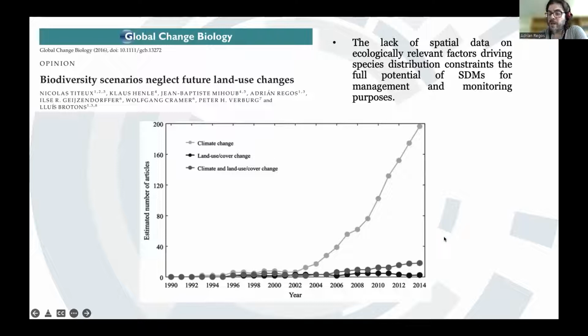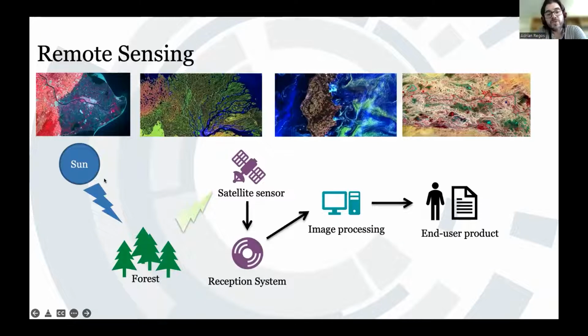And this is really worrying and surprising, because we know that habitat loss and degradation is one of the main threats to biodiversity. So we need to make an effort to incorporate these drivers. And here remote sensing can play a very important role, because it offers a broad range of potential candidate variables to be included in our models.